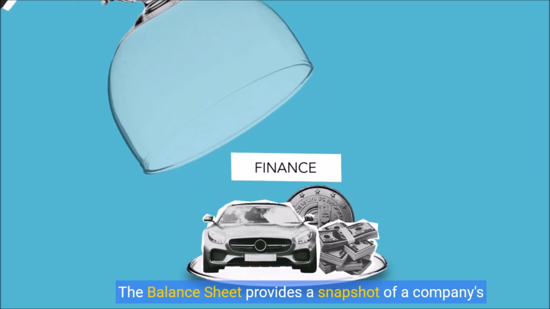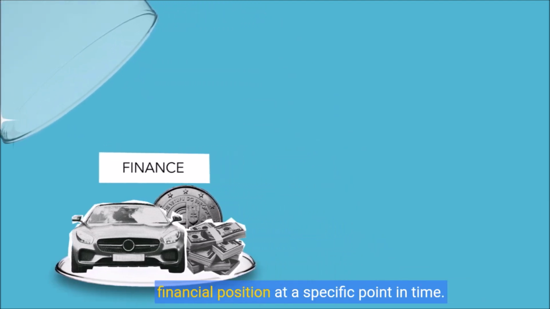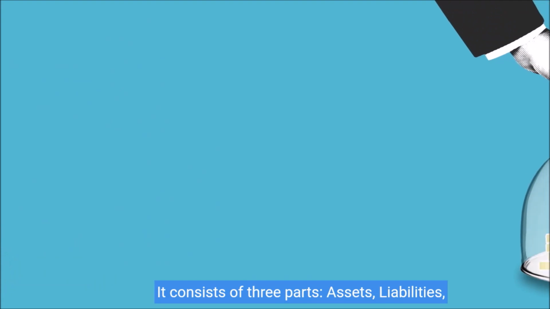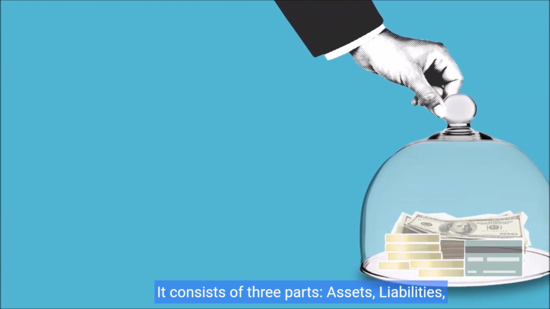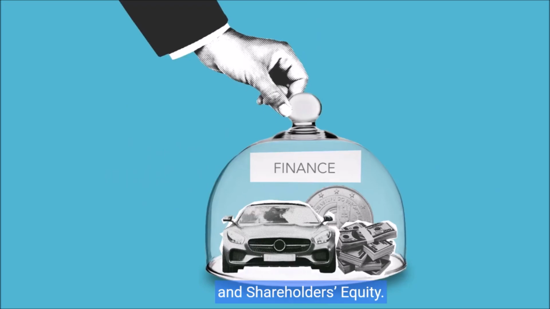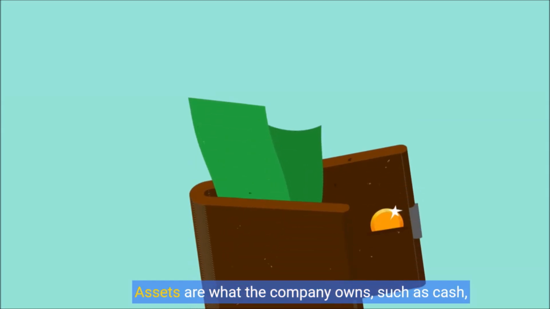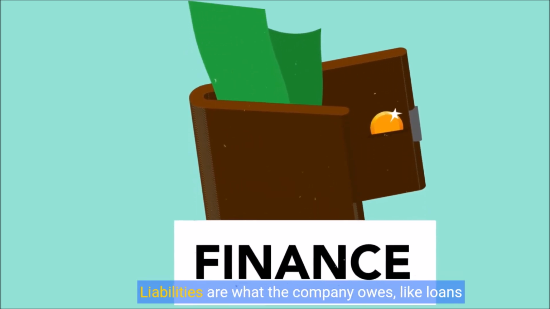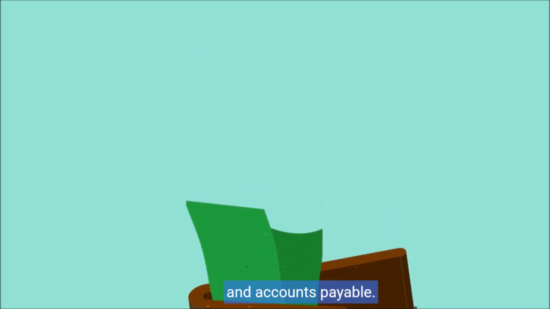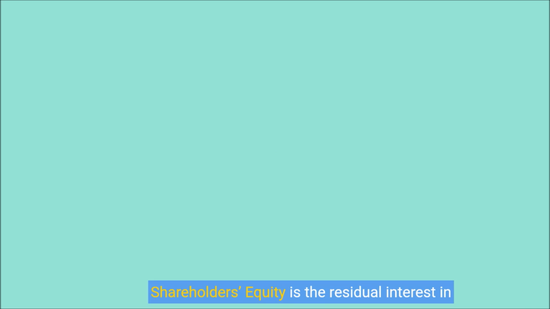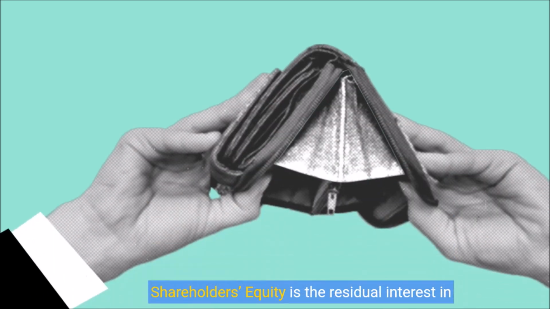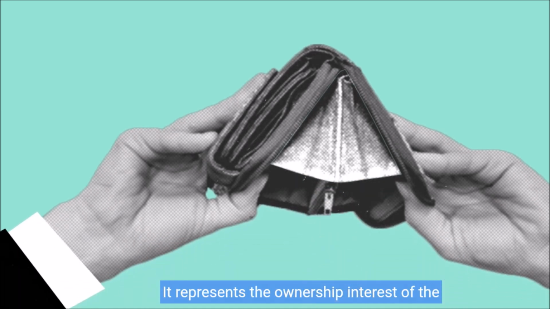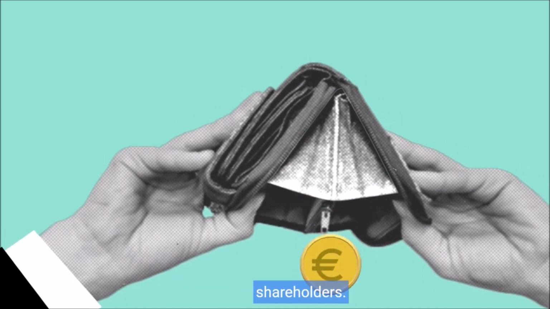The balance sheet provides a snapshot of a company's financial position at a specific point in time. It consists of three parts: assets, liabilities, and shareholders' equity. Assets are what the company owns, such as cash, inventory, and property. Liabilities are what the company owes, like loans and accounts payable. Shareholders' equity is the residual interest in the assets of the entity after deducting liabilities. It represents the ownership interest of the shareholders.